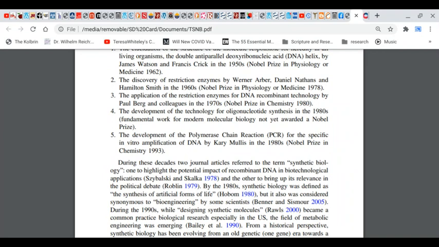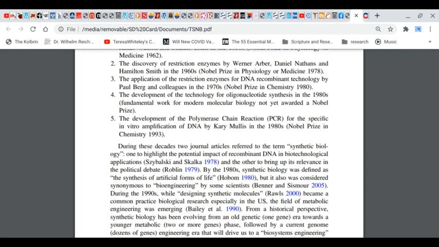During these decades, two journal articles referred to the term synthetic biology, one to highlight the potential impact of recombinant DNA in biotechnological applications, and the other to bring up relevance in the political debate. By 1980, synthetic biology was defined as the synthesis of artificial forms of life, but it was also considered synonymous to bioengineering by some scientists.